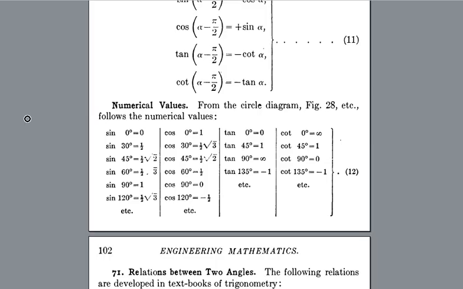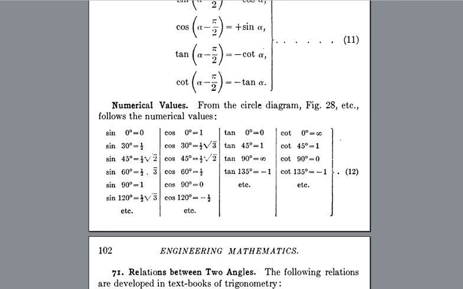Numerical values of trigonometric functions. From the circle diagram in figure 28 and similar diagrams, the following numerical values are obtained. The sine of 0 degrees equals 0. The cosine of 0 degrees equals 1. The tangent of 0 degrees equals 0. The cotangent of 0 degrees equals infinity.